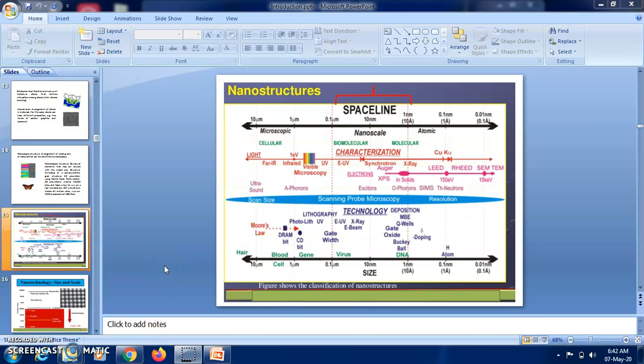Today we are going to see the structure of nanostructures: the structure of nanomaterials, then characterization, technology and sizes, related to the nanotechnology fields. In this slide you can see this. I will expand this slide.